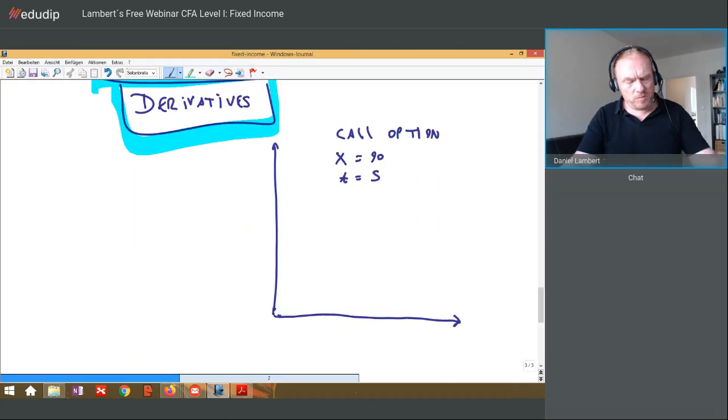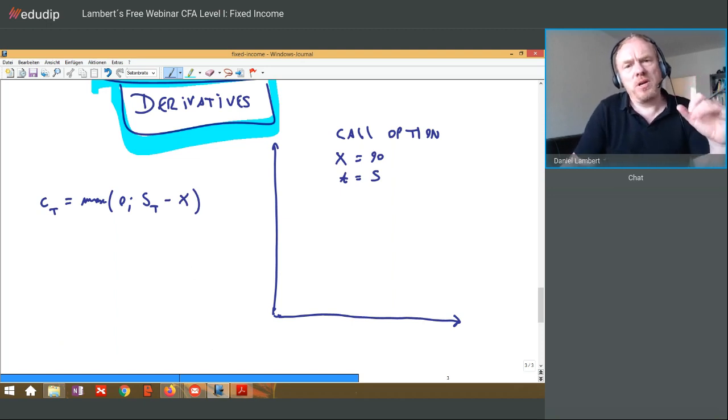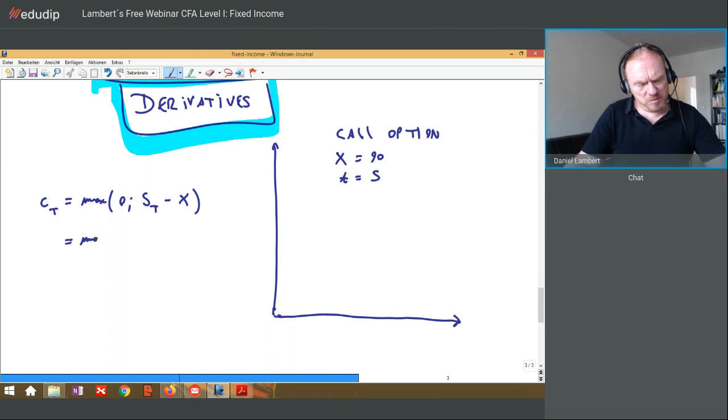We have a certain formula, and it is this: C_T, with capital T because we're looking at time, is the larger of the two following values, 0 or S_T minus X. S_T is the price of the underlying, where S denotes share, and T is the point in time we're looking at, minus X. This is the maximum of the two values, 0 and 93 minus 90.